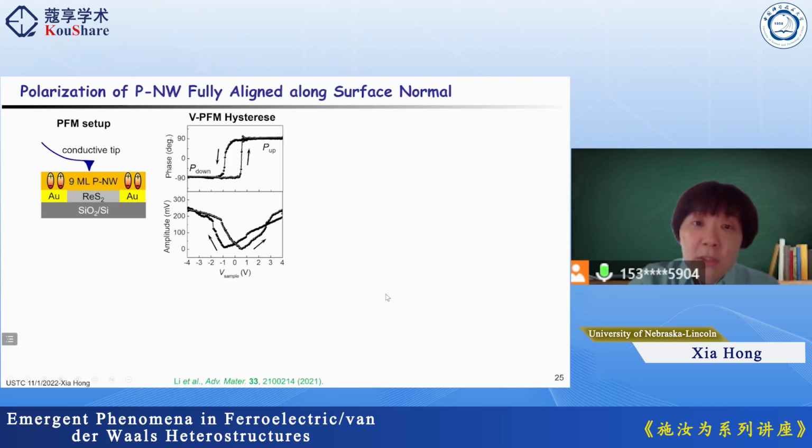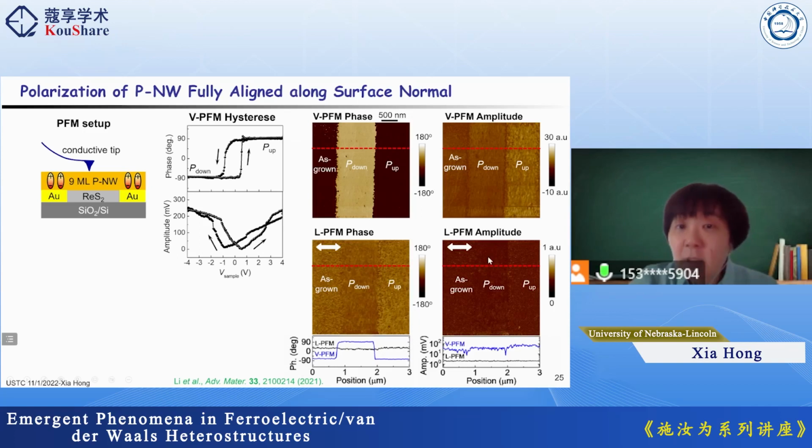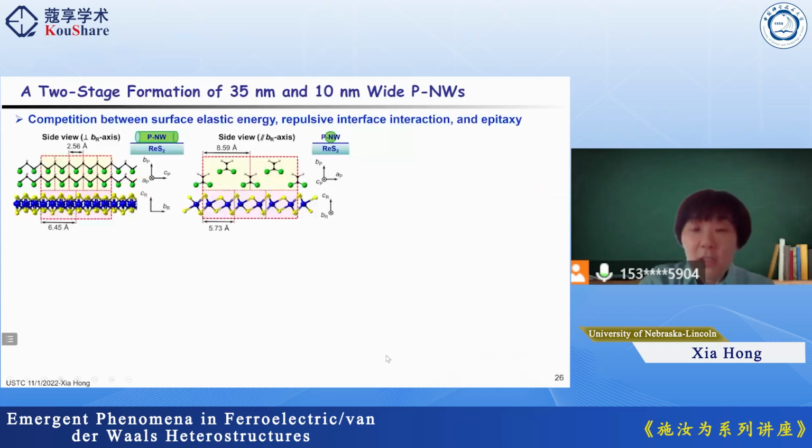This is further confirmed by the PFM measurement. We first perform the vertical PFM, and we can switch the polarization, and then we perform the lateral PFM to see if we have an in-plane component of polarization. We find that when we change the imaging angle, the lateral PFM signal is always at the noise level. So it confirms that we indeed have a polarization of the PVDF nanowire fully aligned along the surface normal.